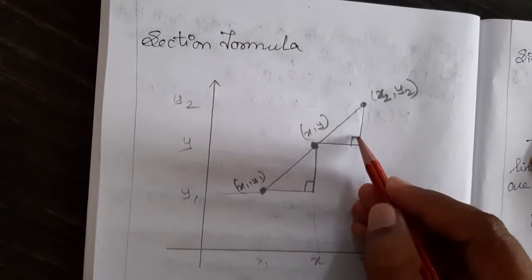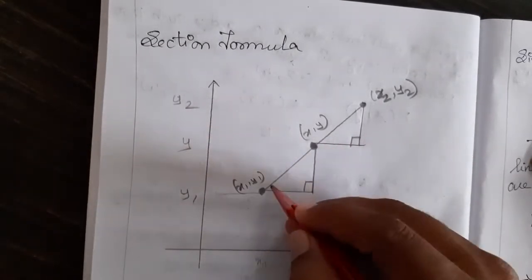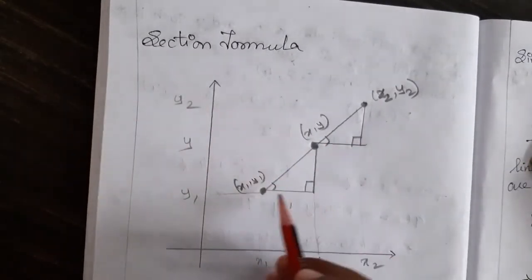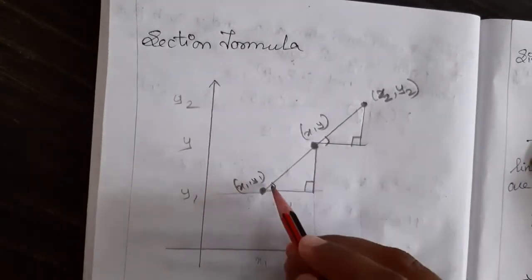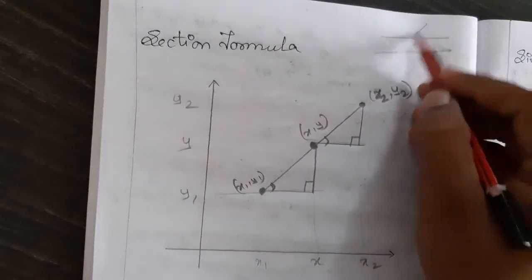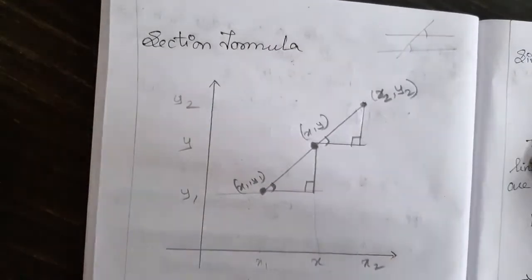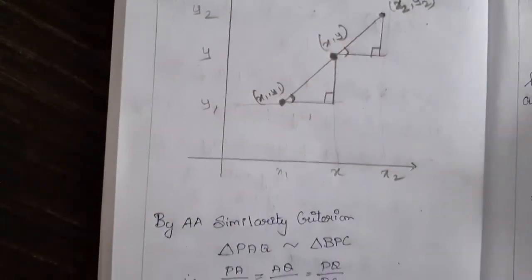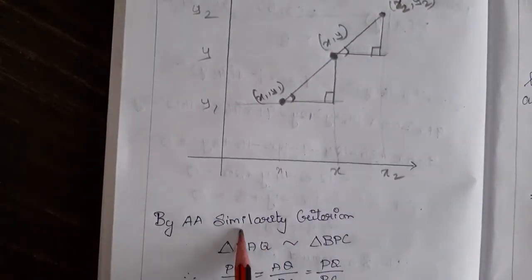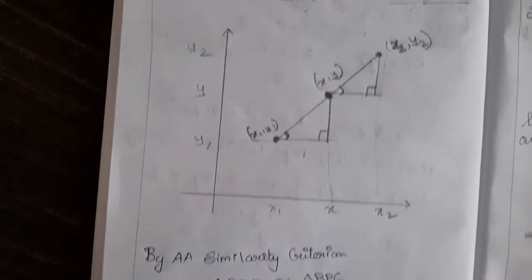We can prove they are similar by the AA criterion, and this angle and this angle will be equal, right? Since it is parallel, these two angles will be equal. This is a parallel line, so these two angles will be equal. We call them corresponding angles, the same, right? So by the AA similarity criterion, we have to name the points.